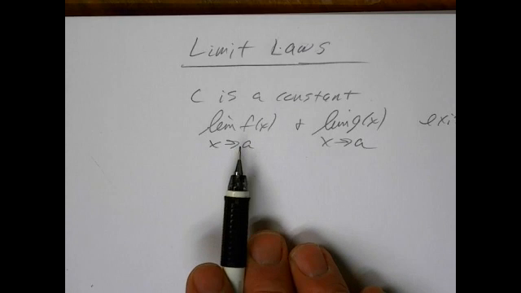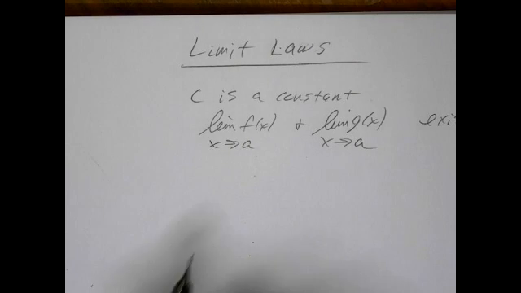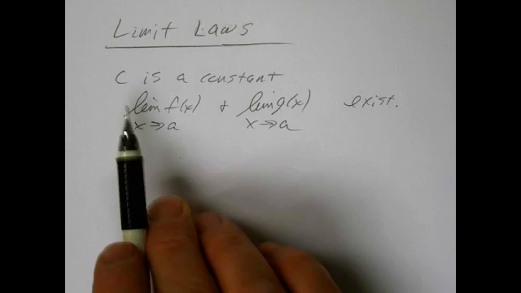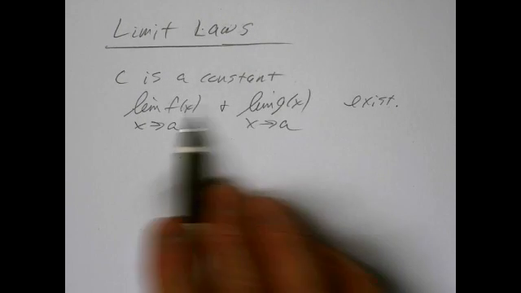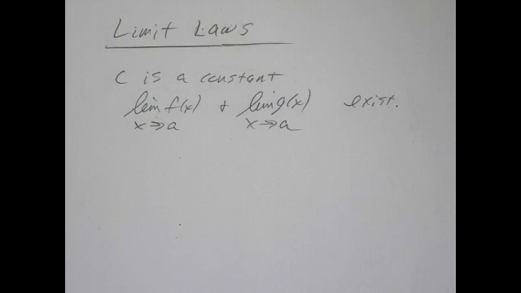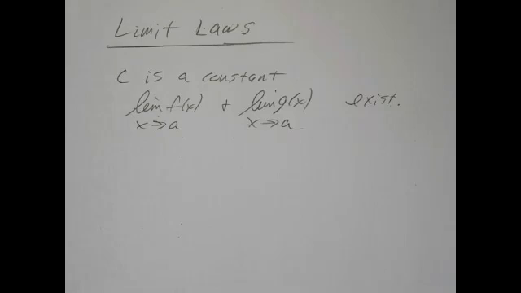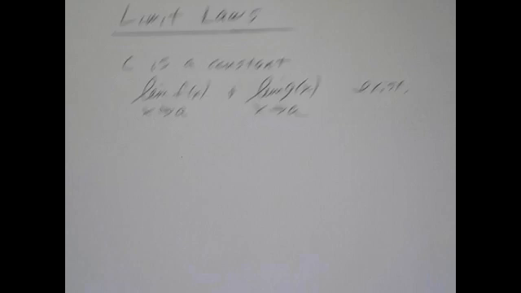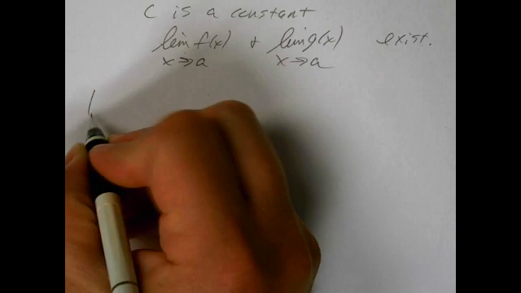Because when you say the limit equals infinity, you're not saying it exists. You're specifically expressing in what way it failed to exist. When you say a limit equals negative infinity, same thing. You're not saying it exists. You're talking about how it failed to exist. All right? So, again, C is a constant, and both of these exist, by that meaning they equal numerical values. If that is all true, under those circumstances, here are your limit laws.